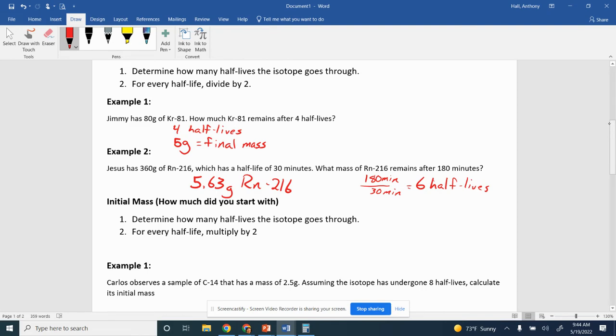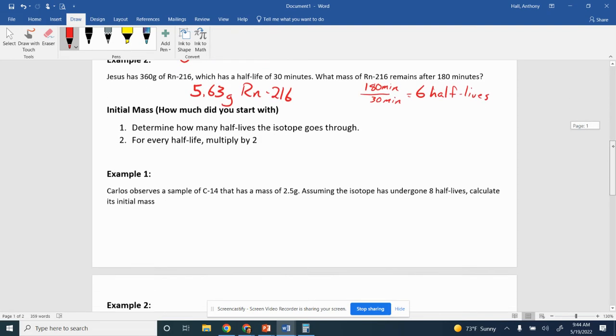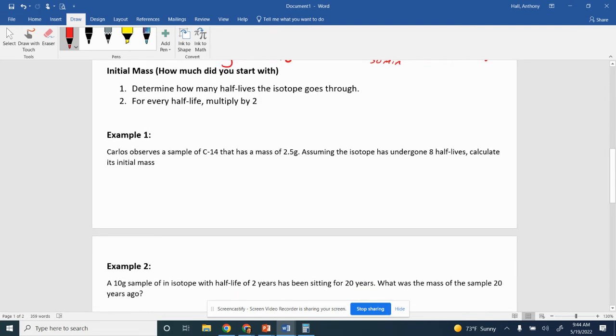Okay, let's come down to the next scenario. In this case, it's kind of the opposite. We're still going to do everything the same, except instead of dividing, we're going to multiply, because we want to know how much we started with. So the initial mass. Same concept. We have to figure out how many half-lives there are, and once we know, we're working backwards. So instead of dividing by 2, we're going to multiply by 2.